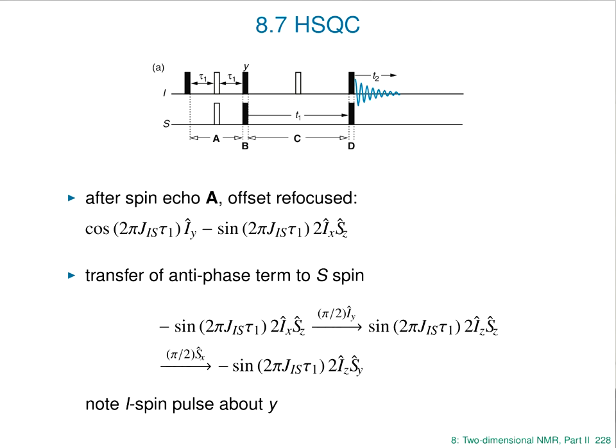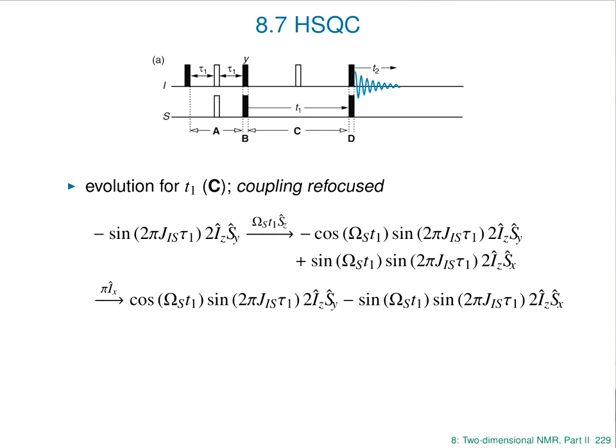And then we have evolution for period C, which is T1. And remember that we know that the coupling will be refocused, so I don't need to worry about that. And the only thing that's acting is the S spin offset. So that term 2IZSY splits apart into two terms, a 2IZSY with a cosine modulation and a 2IZSX with a sine modulation. And then we need just to include the effect of the pi pulse just to complete the calculation.